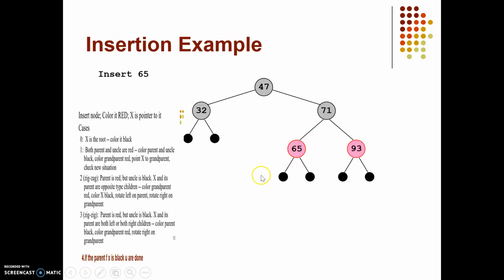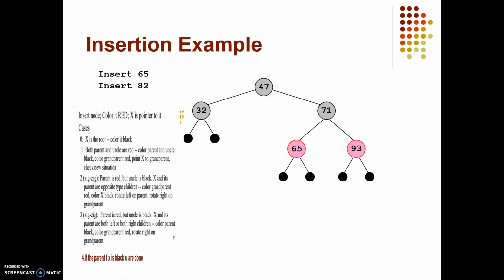We are going to check the parent of 65. If the parent is black in color, we don't have to do anything because this combination is allowed. Black red combination is allowed, right? So this is the fourth case which we are doing. If the parent is black, then it is okay, we can insert the newly inserted node.